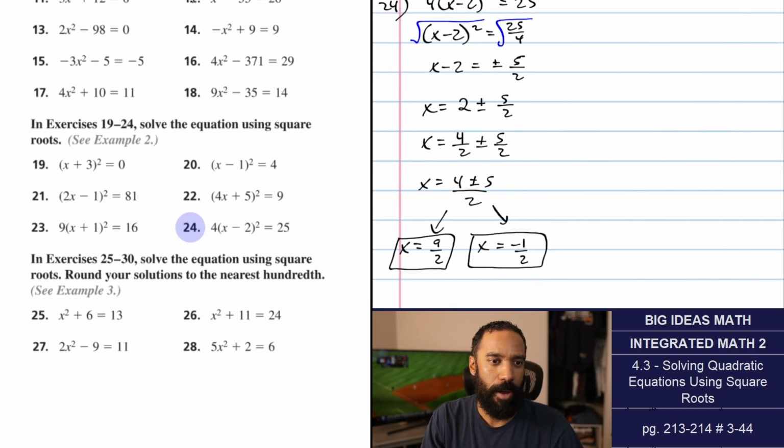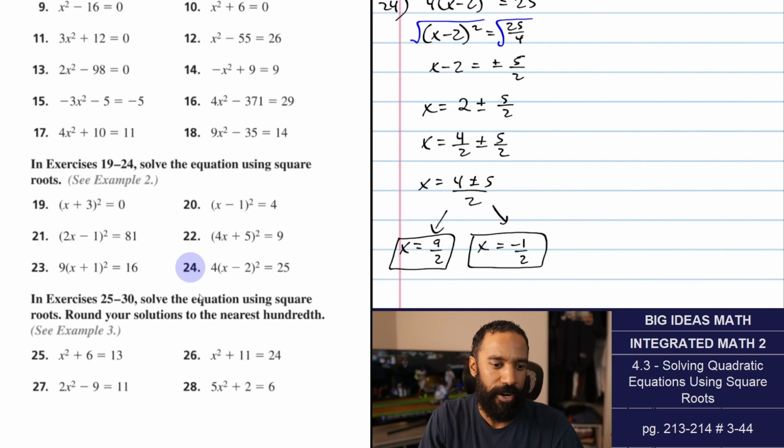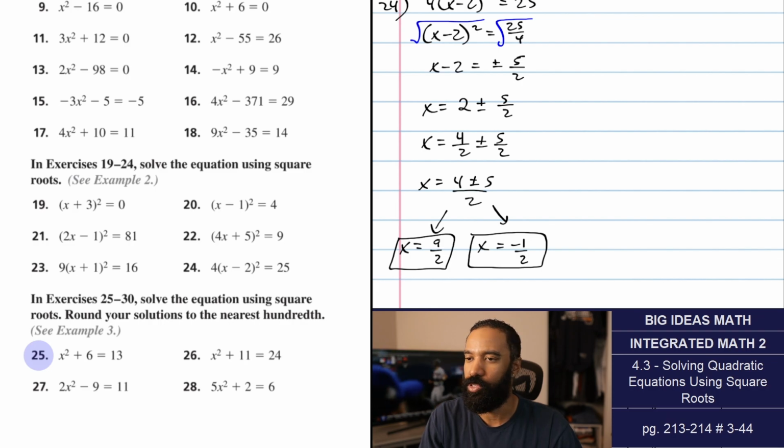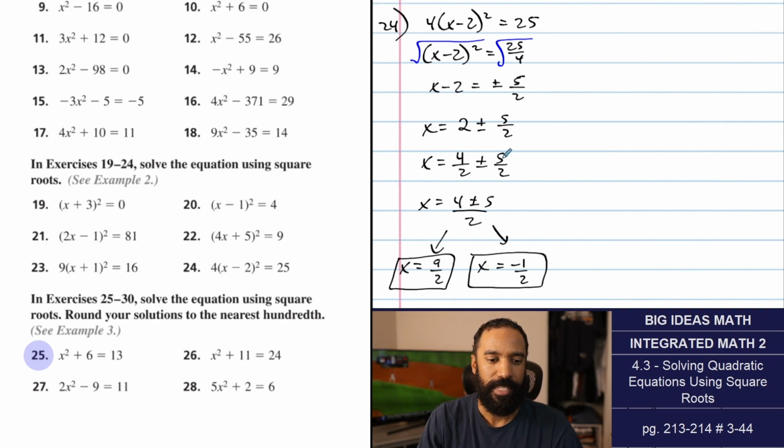Okay, that's it for that problem set, and then we move forward to 25 to 30. Looks like we see the first 4 of those. Right here, we're going to solve the equation using square roots and round our solutions to the nearest 100th.